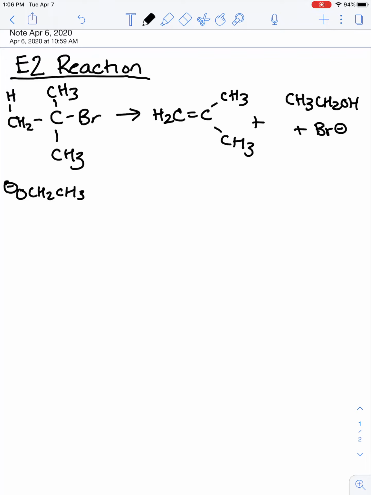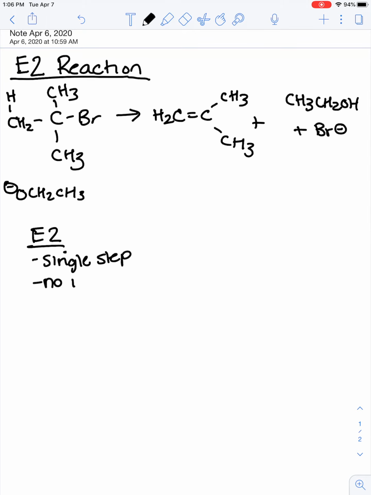Hi everyone, we're going to continue on with elimination reactions. Today I will be talking about the E2 reaction. So the E2 reaction is going to be a single step process. So we're going to have no intermediates.